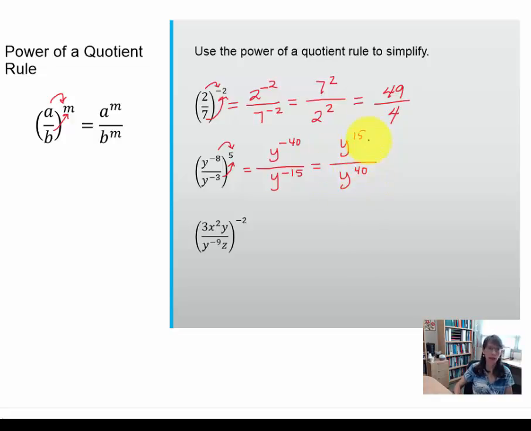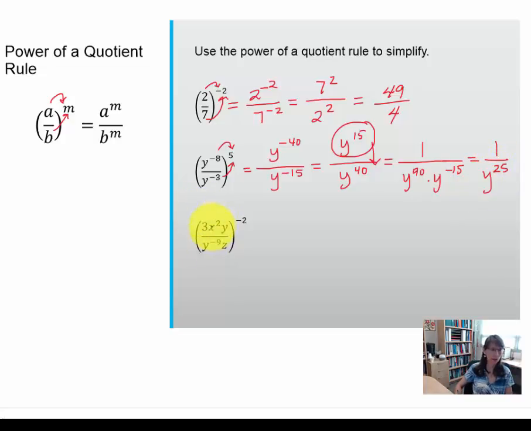But now I would say compare the numbers 15 and 40. Remember, whichever one is the smaller one is the one that needs to shift to get to the final answer. 15 is smaller. So y to the 15th is shifting down, leaving y to the 40th times y to the minus 15 in the denominator. So that would be 1 over y to the 25th power.